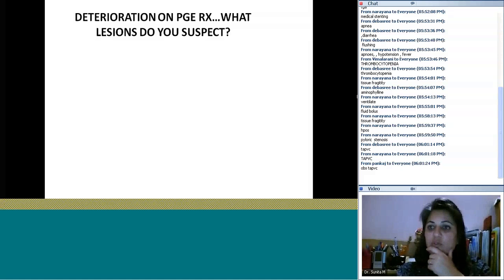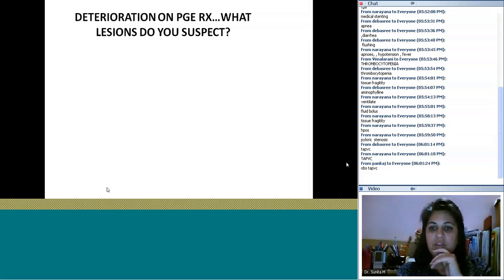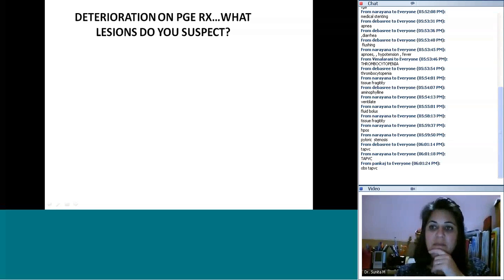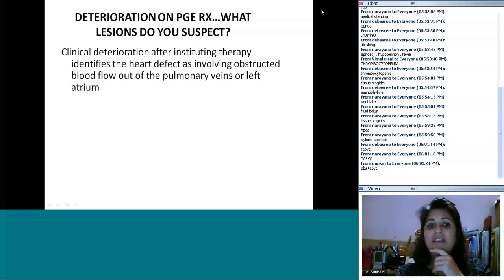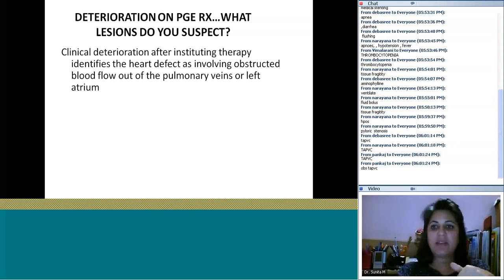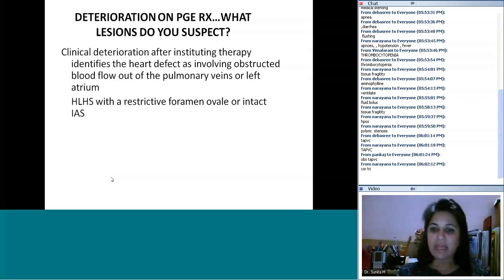Any other lesion apart from TAPVC you think of? Patient is getting worse. You haven't done an echo. Outside hospital calls you, doctor, I started prostaglandin and now he's even worse. His perfusion has gotten worse, everything has gotten worse. So you say it could be an obstructive TAPVC, and he says, I'm looking at an echo, I know how to tell, pulmonary veins are okay. So another lesion you have to think of is some kind of obstruction involving the left atrium, right? Because what is happening essentially, blood is coming back to the left heart, right, when you open your duct.